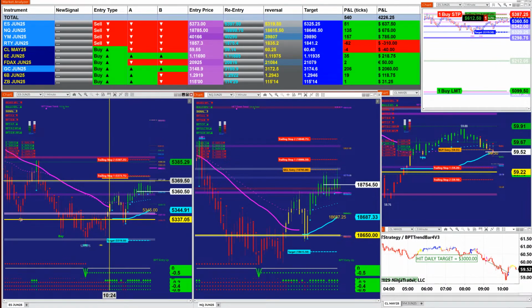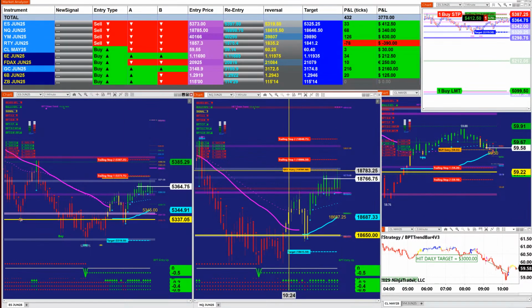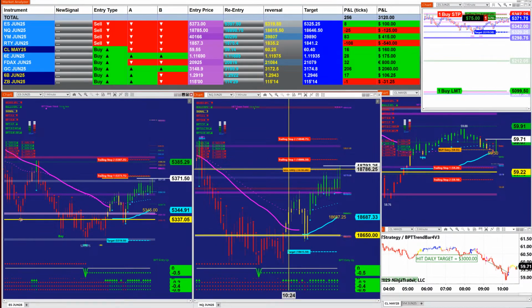So technically the 53.69.50, we need to cross it and close above it. At the same time, we'd like to see the Nasdaq close above the 18,786. Once those two instruments close above, you can turn on your auto trade to go long. At this moment, the market is struggling to cross, and once it crosses this line, then we are okay. And now the Nasdaq crossed that line. We need to see it closing above that line, and we need to see the ES closing above this line.